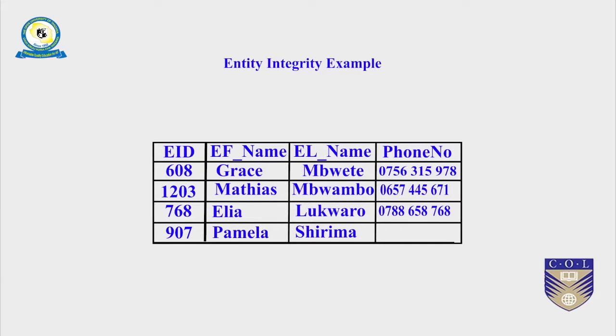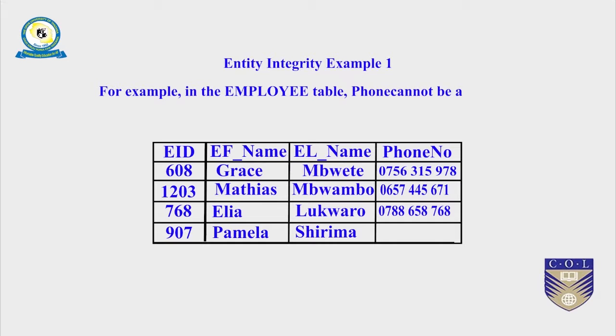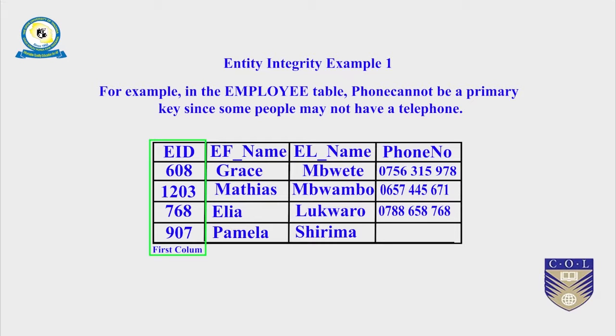Let us look at entity integrity example number 1. Let's look at this table of employee, whereby you have 4 columns or 4 attributes. The first column is employee ID, the second column is employee first name, the third column is employee last name, and then you have a phone number. Out of these 4 attributes, the one that best satisfies the condition of being a primary key is employee ID. This is because it's unique and it's available in every row in that particular table.